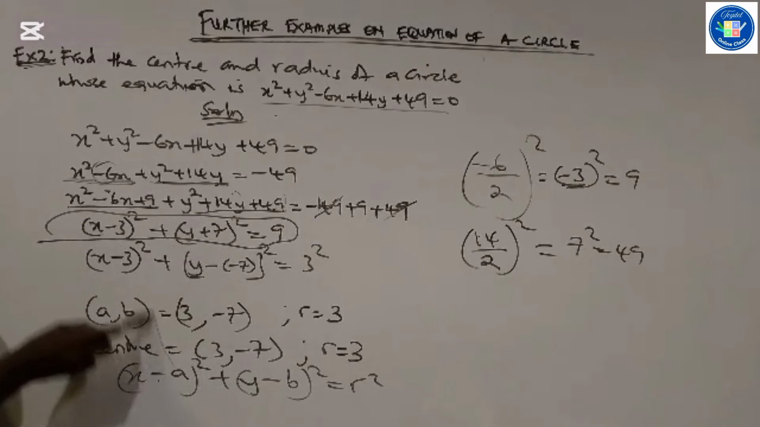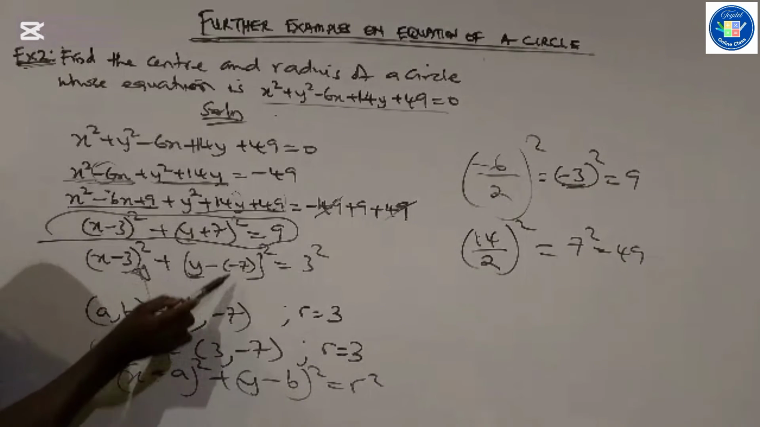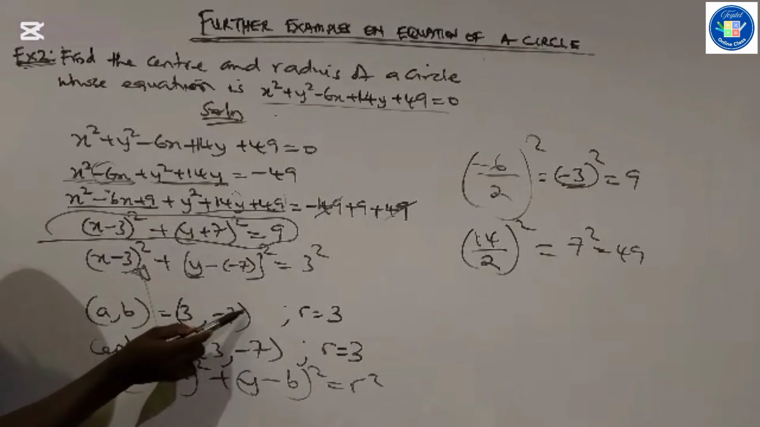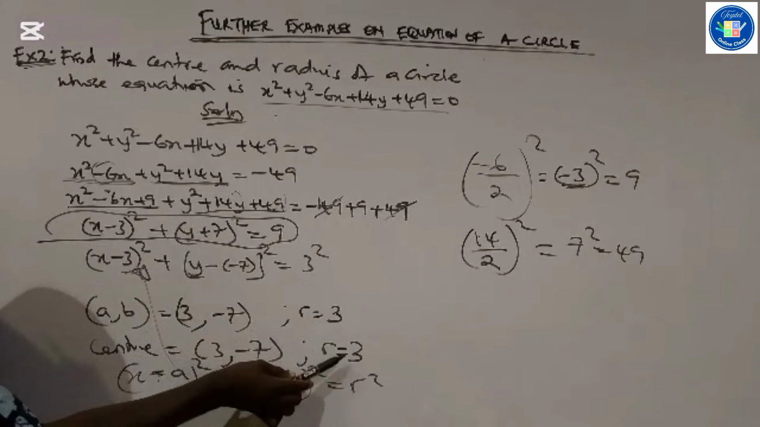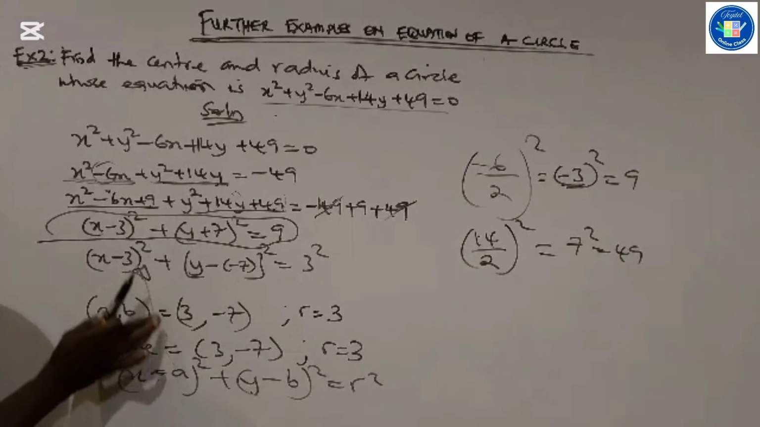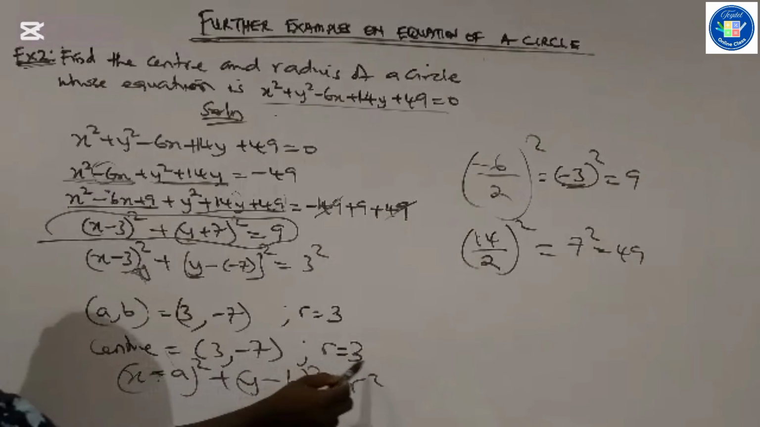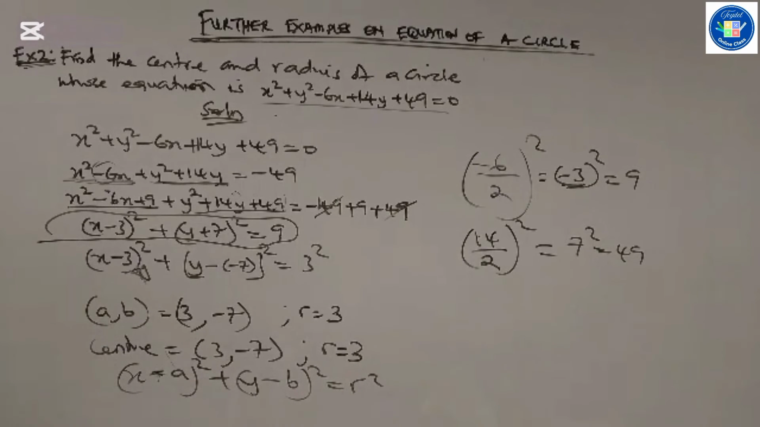A will be 3, because minus is the center. Then b will also be minus 7, not plus 7. Then r is just the value that we have that is squared. So we are able to get the center of this circle as 3, minus 7, and the radius as 3. And that is what we are required to find.